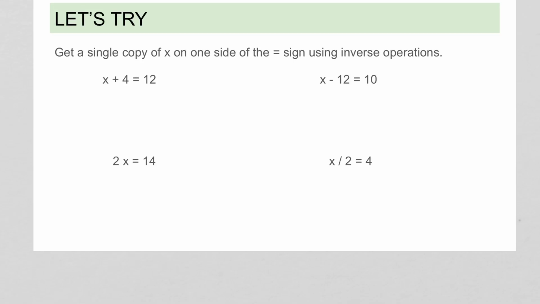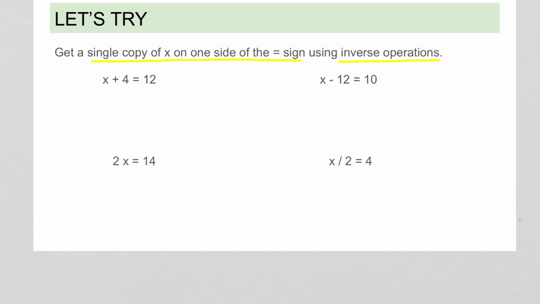So let's try. What strategy are we going to use to do this? Well, let's start off by saying that to solve, we want to get a single copy of x on one side of the equal sign. And how are we going to do that? We're going to use the inverse operations. So step 1 and 2 all kind of together. We're using the inverse operations to get x alone on one side of the equal sign. So let's start with that.